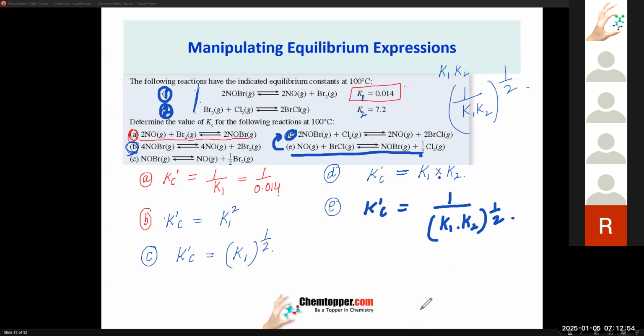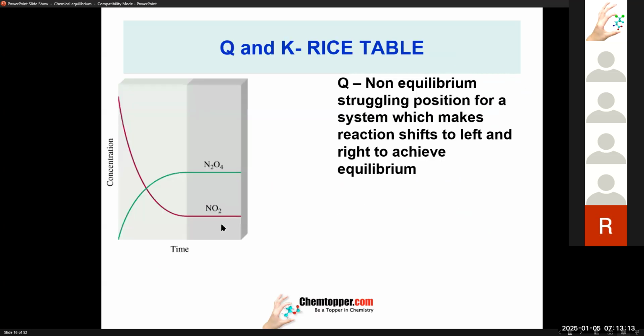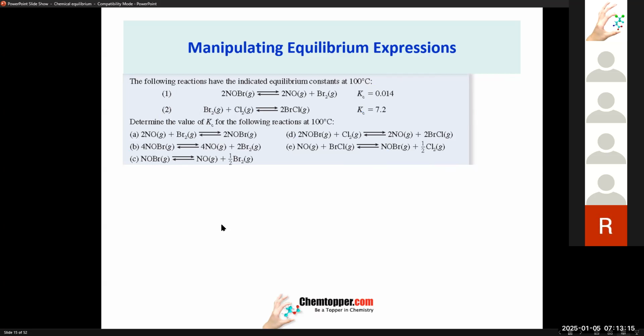Yes, Pragnya, good. So that's the manipulation of equilibrium constant values. These are very important questions and they are generally in the form of MCQs. Anish, is it clear? Anything which was not clear here? Anish? Okay.